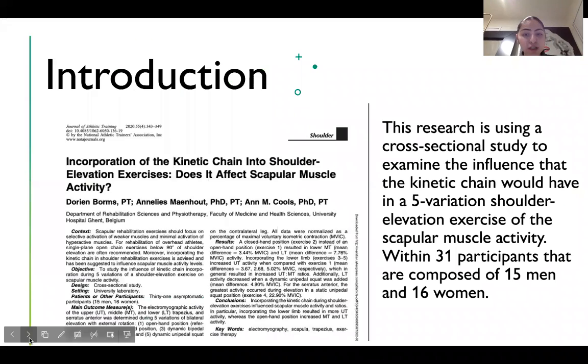This leads us to our research. This research is the incorporation of the kinetic chain into shoulder elevation exercises. And does it ultimately really affect scapular muscle activities?